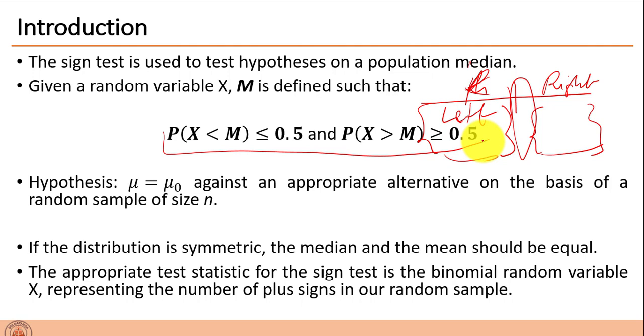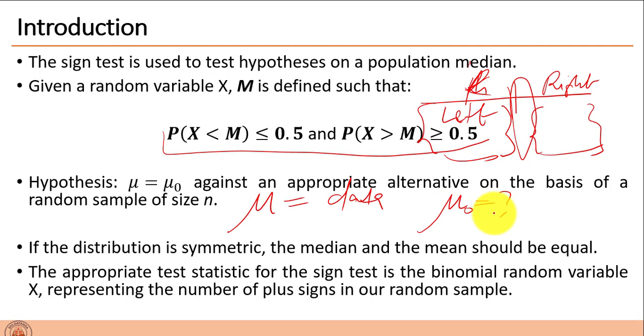So the hypothesis we usually state as the mean is equal to mu naught against an appropriate alternative, on the basis of a random sample of size n. So the sample mean, we take that from the data set. Estimate this from the data set, then we test this against the population value, or the value that we want to test against. Whatever that value is, we do the comparison.